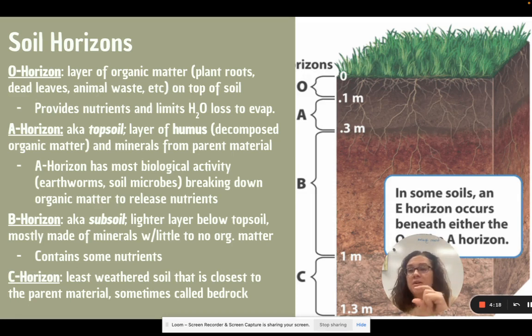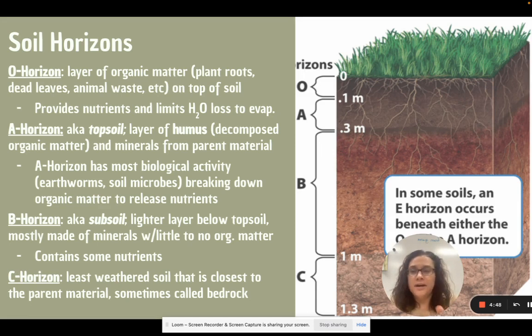The next layer is the A horizon. I call these all horizons, which I find lovely. Anyways, the A horizon is your topsoil. If you've ever reseeded a lawn or something along those lines and you've added topsoil, this is what you're actually adding. So it is a layer of humus, so decomposed organic matter and minerals. The most biological activity is in this A horizon because that's where a lot of those microbes are breaking down the organic material and releasing those nutrients.